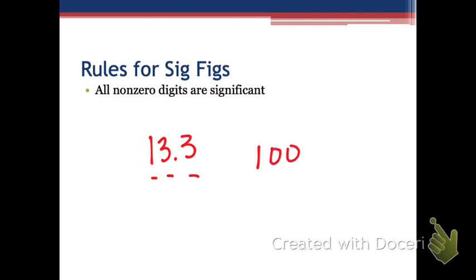Yeah, we're going to get to that. We don't know how many significant figures this has, but I'll tell you why in a second. We don't know whether this number was rounded. Was it exactly 100.00? We have no clue. So I'll show you what we do with that rule in a second. But these digits are all non-zeros, so they are all significant.